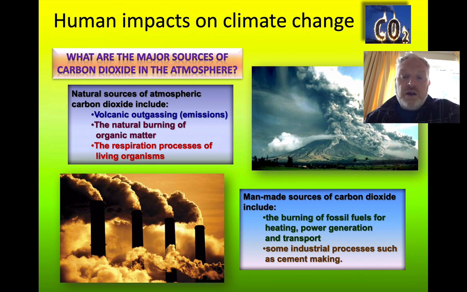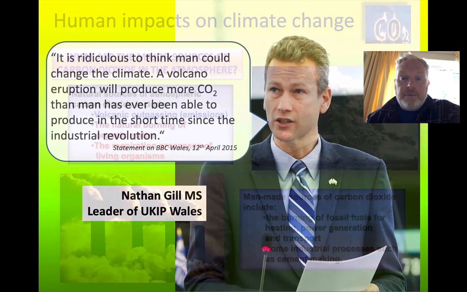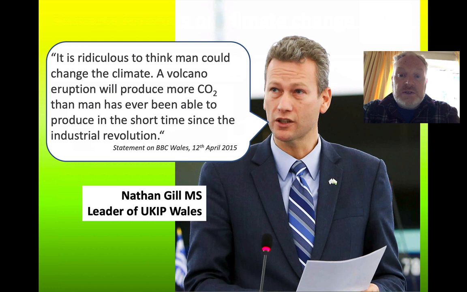These are human impacts, where we actually are adding additional carbon dioxide into the atmosphere. These have been discussed, I'm sure, many times throughout your school career. Now, there are misconceptions about this. This guy, Nathan Gill, was a member of the Senedd, and in 2015 was trying to debunk the idea of human-made climate change, saying it was ridiculous to think that humans could change the climate. "A volcanic eruption will produce far more CO2 than man has ever been able to do in the short time since the Industrial Revolution." Okay.